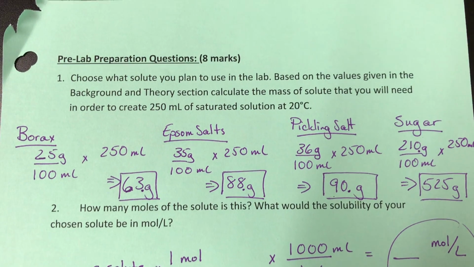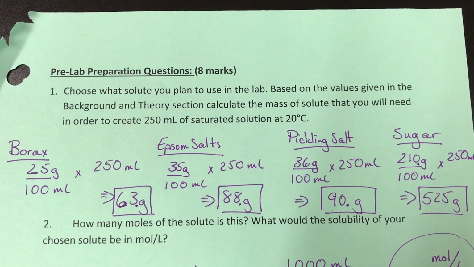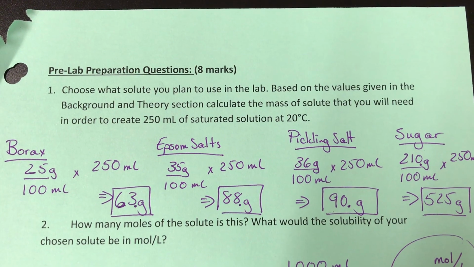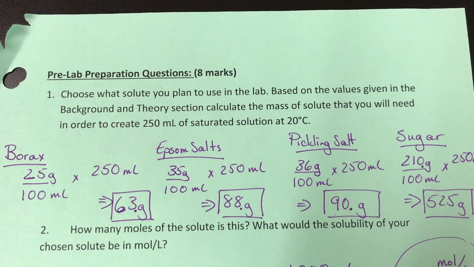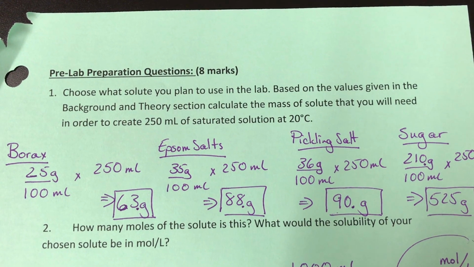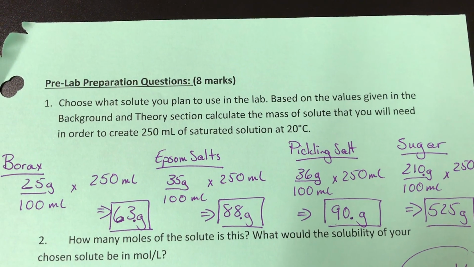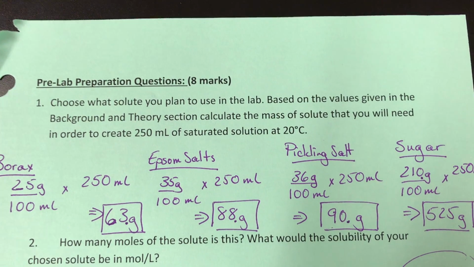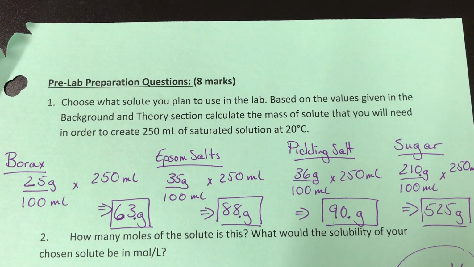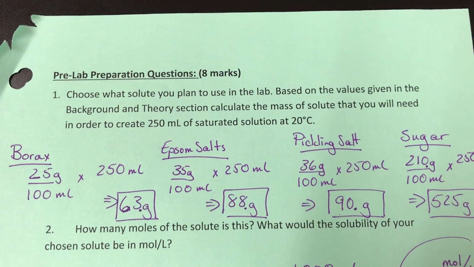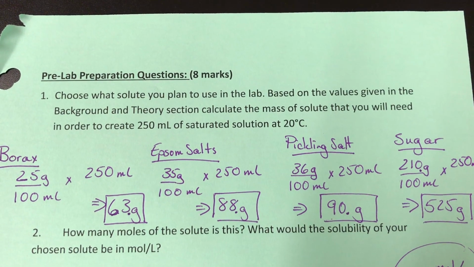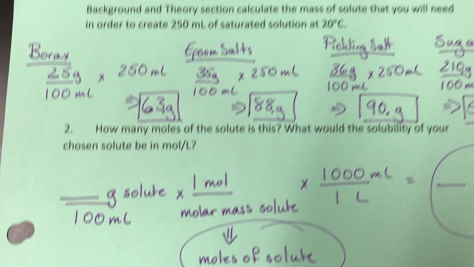So in the background and theory, you're told the solubility of each of these solutes in water at 20 degrees. So you can calculate how many grams you would need to make 250 milliliters of solution. I've shown it using dimensional analysis here, and you can take a look at that format and calculate that for your solute of choice. You do not need to do all 4 solutes, just the one that you choose.